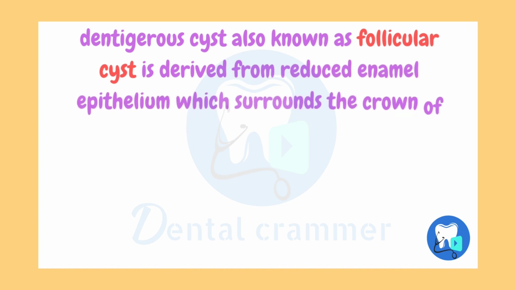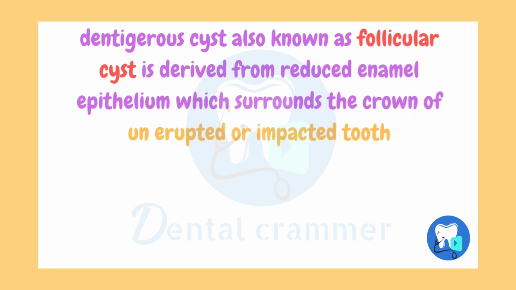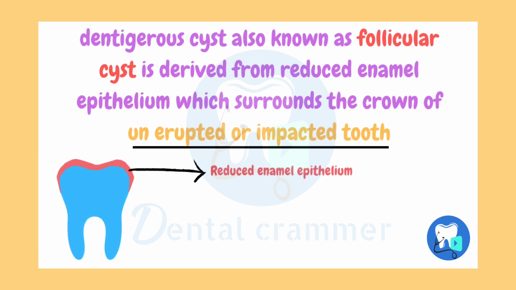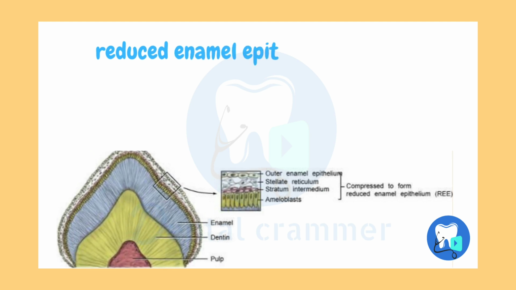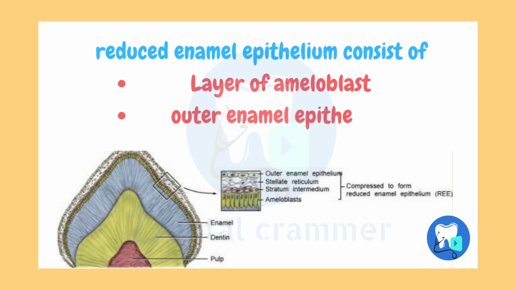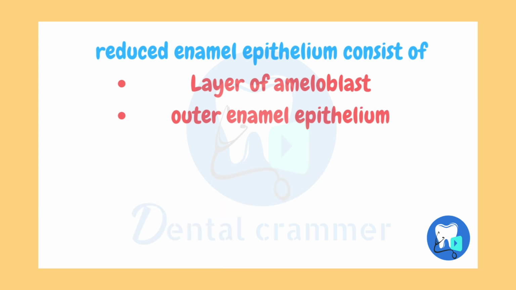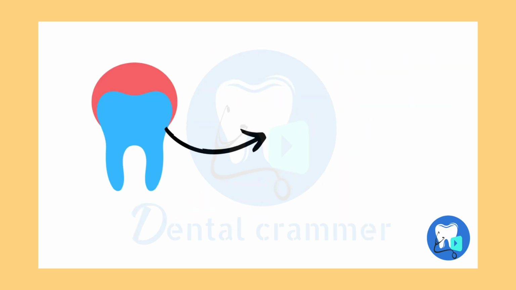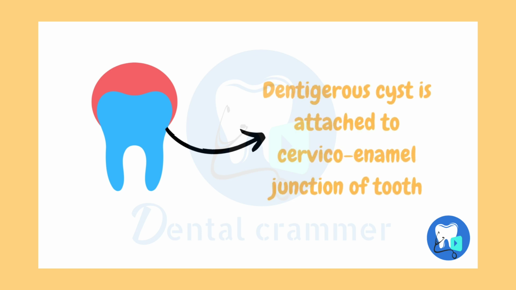Dentigerous cyst, also known as follicular cyst, is derived from reduced enamel epithelium which surrounds the crown of an unerupted or impacted tooth. This reduced enamel epithelium consists of a layer of ameloblasts and outer enamel epithelium. Dentigerous cyst develops as a result of fluid accumulation between the reduced enamel epithelium and the enamel surface. Dentigerous cyst is attached to the cervicoenamel junction of the tooth.